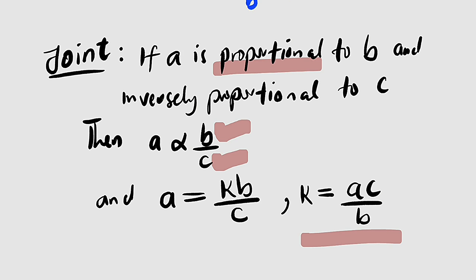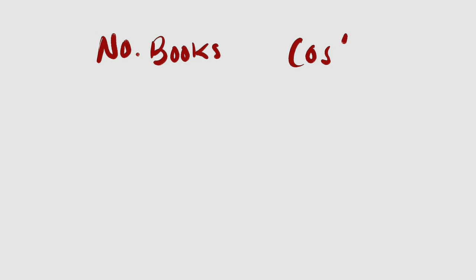But before I say bye-bye, let me explain this constant of proportionality because it is very important. Let us use direct variation as an example. Suppose we have number of books here, and we have the cost here. One book, suppose one book costs 20 naira.